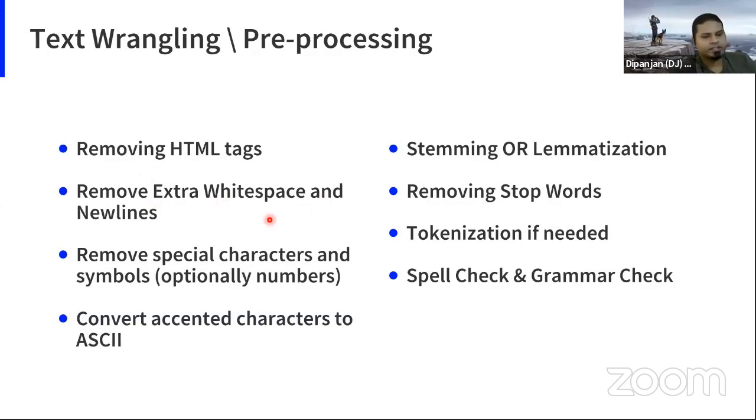You may need to remove extra white spaces and new lines, removing special character symbols. Sometimes you may deal with accented characters. You may need to standardize your text by extracting the root form of the word. That is where you can use techniques like stemming or lemmatization. You can remove stop words, and stop words are basically not useful words, in terms of that they convey very little useful information for your problem, whatever you're trying to solve. And then you can do tokenization if it's needed, optionally do some spelling and grammar checks, so on and so forth.